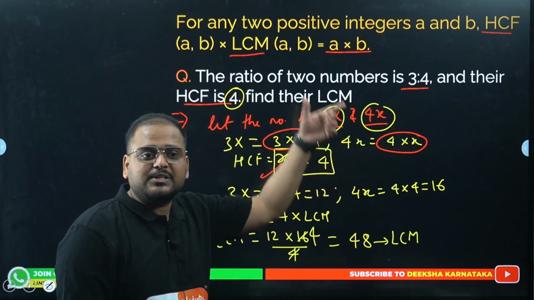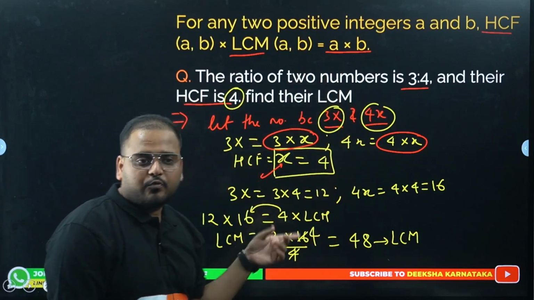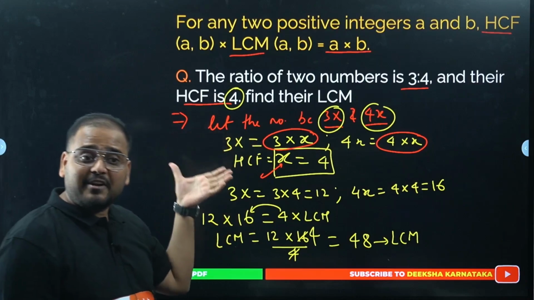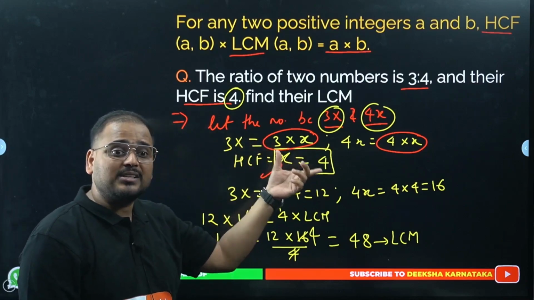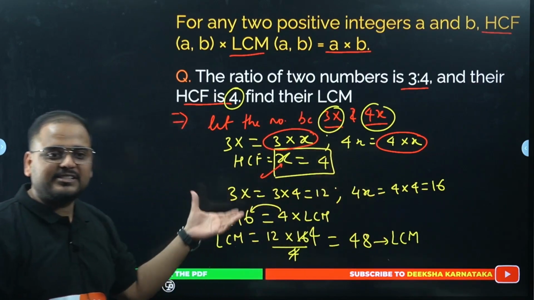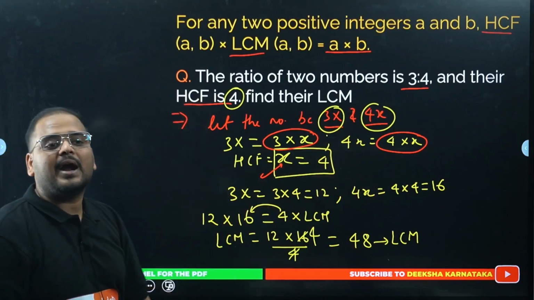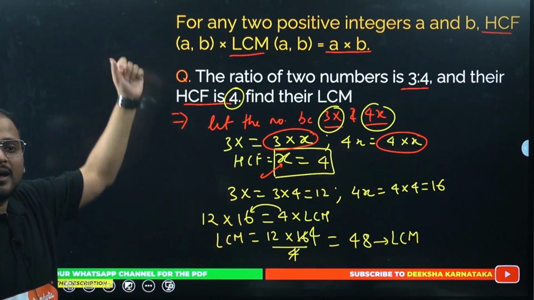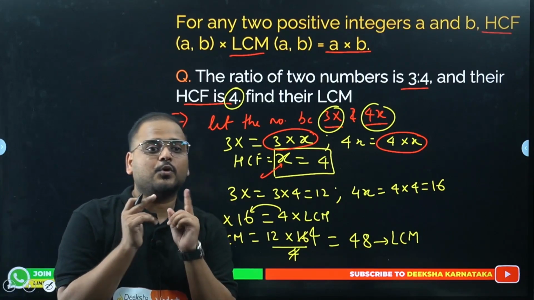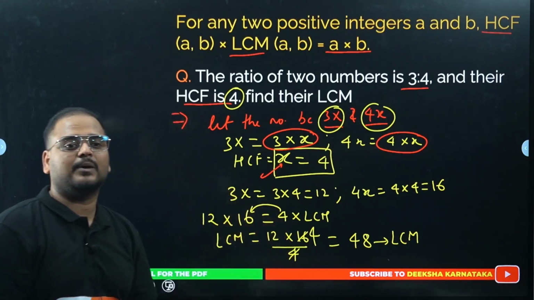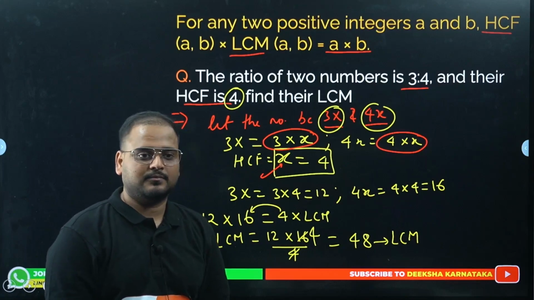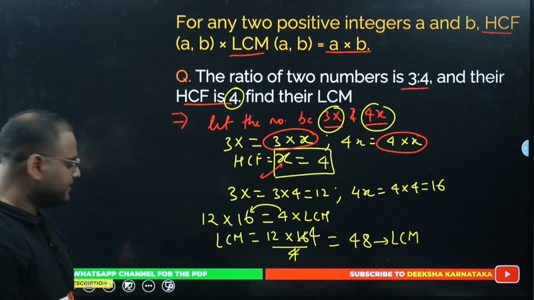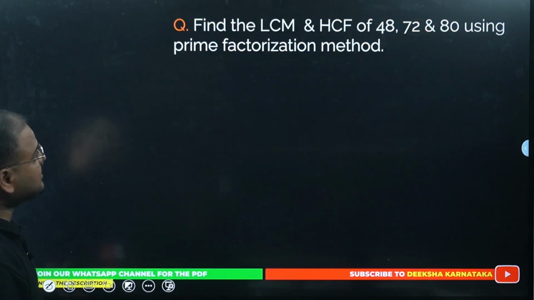What did we do? We took the numbers based upon the ratio 3x, 4x. From there we found the prime factorization for 3x and 4x, 3 into x, 4 into x. Found the HCF given as 4, compared them, got x as 4, got the numbers, used the formula HCF into LCM equals the product of numbers, and got LCM as 48. I hope it's clear, right? Excellent. Next question.